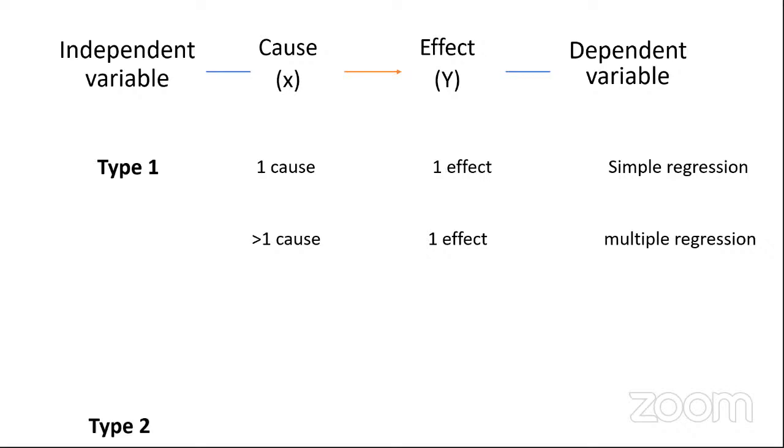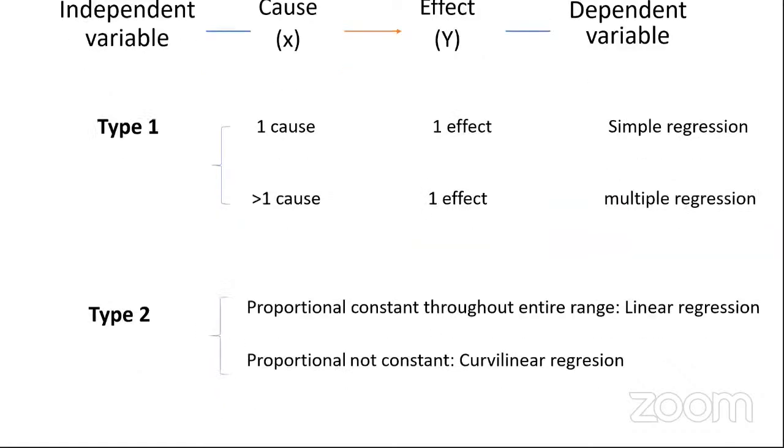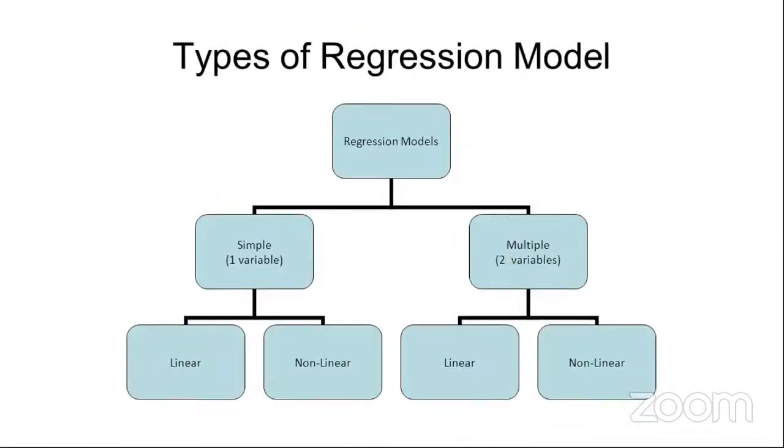Another type of classification depends upon the change in the ratio of the two variables. If the ratio between the two variables is constant throughout the entire range, such a type of relationship is known as linear regression. And if the ratio is not constant, such a type of relationship is known as a non-linear relationship. So these are different types of regression. Simple regression can have a linear relationship and a non-linear relationship. Multiple regression also can have a linear and non-linear or curvilinear relationship.